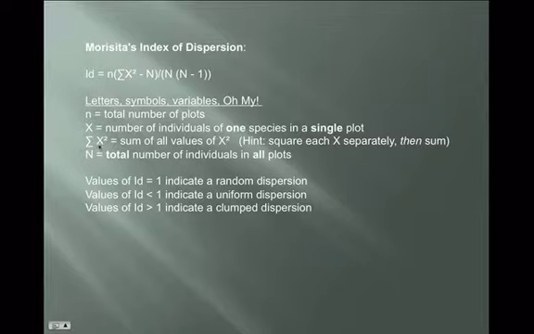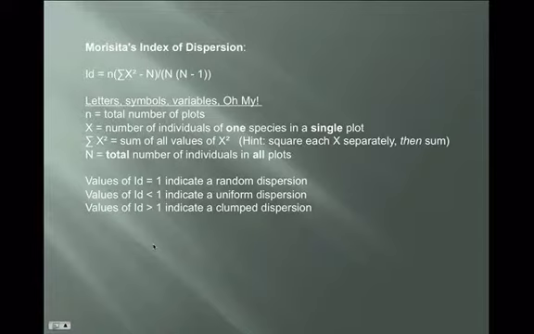So you take 2 and you square it, and then you add it to 7 squared, you add it to 4 squared, and you add it to 4 squared. And then you come out with this number right here. And then we subtract n, which is the total number of individuals in all plots. So that totaled up to 17. And then you will get a value that is roughly around 1. And that indicates your type of dispersion. So it gives a number to a pattern.